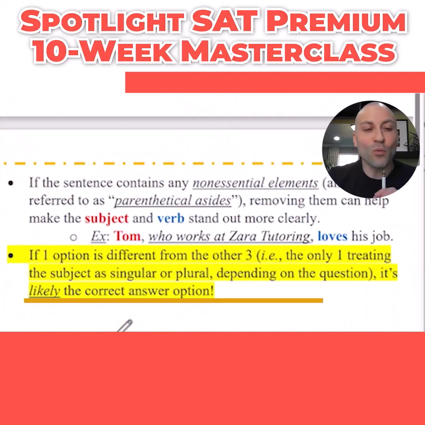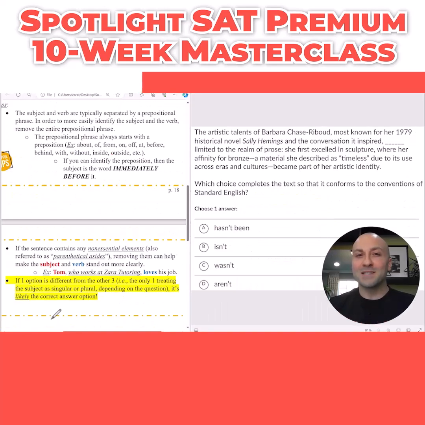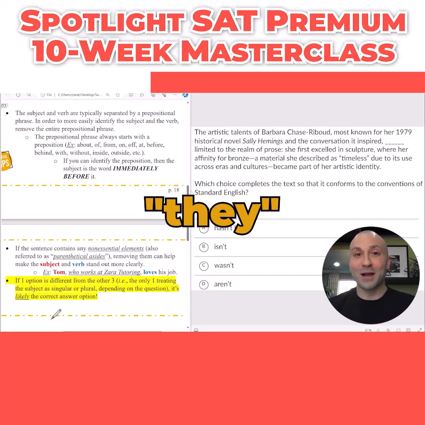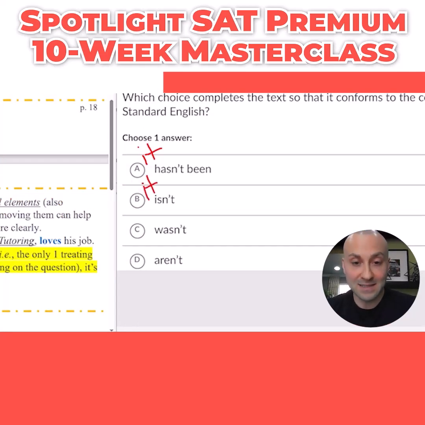Notice how I say if one option is different from the other three, in other words, the only one treating the subject as singular or plural, it's likely the correct answer option. So what I tell my students to do is either put the pronoun it or they before each answer option and see which one's different. For example, we would say, it hasn't been. You wouldn't say they hasn't been. It isn't. It wasn't. But they aren't. Well, look at that. The one that's different from the other three ends up being the correct answer, D.